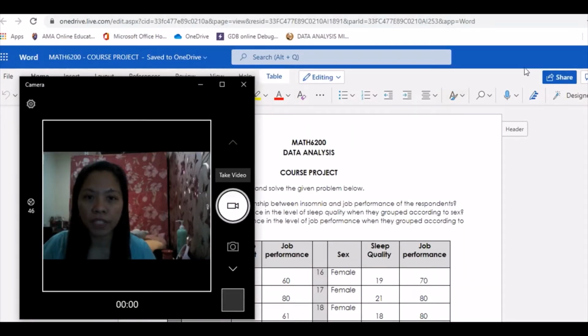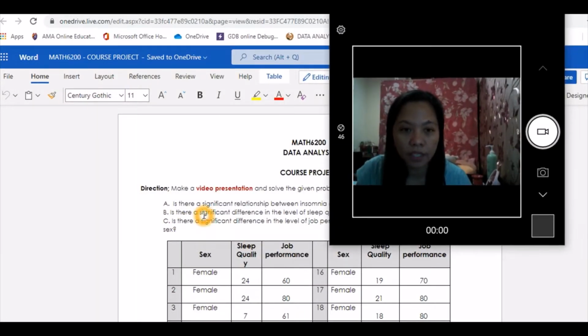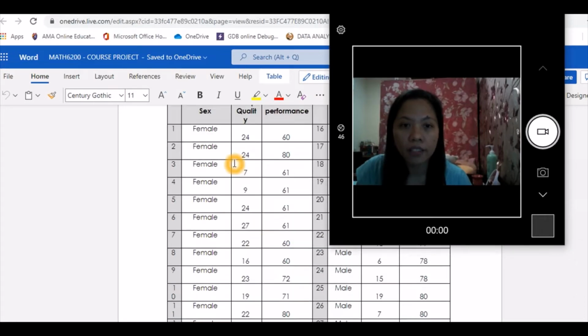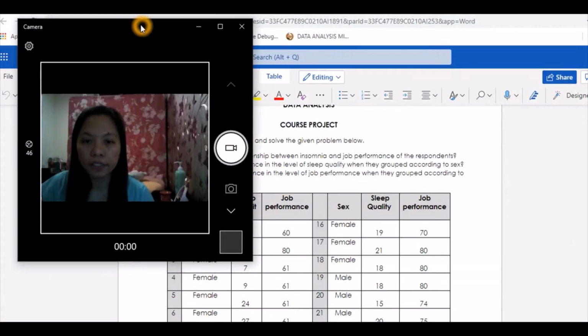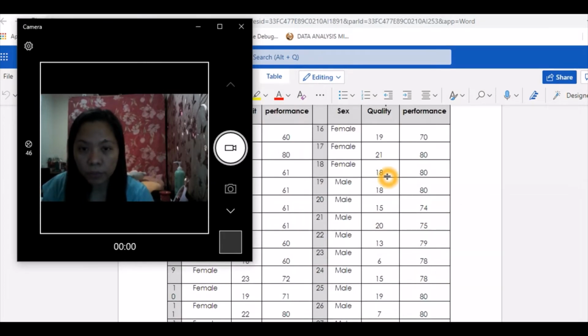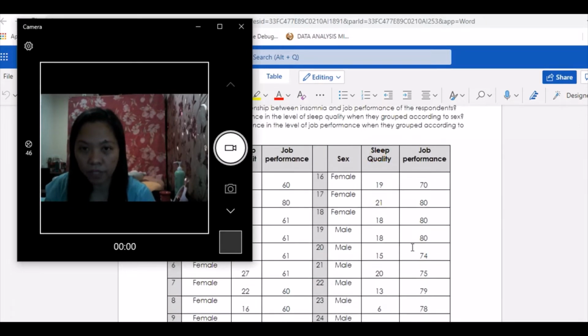In our course project, this is what we need. We were given data, so these are the questions and these are the data given to us. In the first column, we have the gender, female, male, and then we were given a set of data for sleep quality and job performance. On the next columns you will also see the records given for males. So here it is. You have the column of sleep quality and job performance.